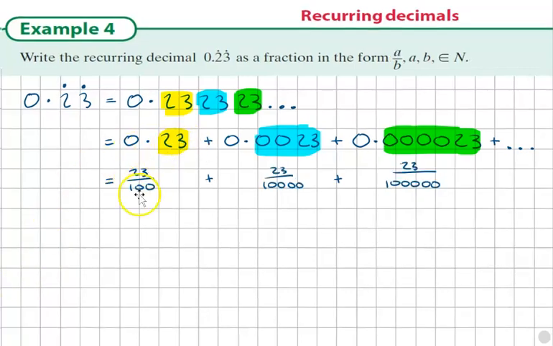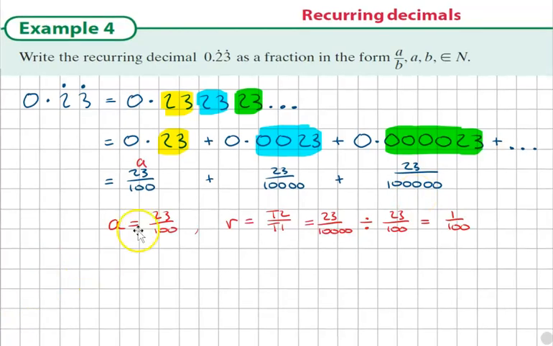Now 0.23 is the same thing as 23 over 100. 0.0023 is the same thing as 23 over 10,000. And 0.000023 is the same thing as 23 over 1,000,000, and so on. So a is 23 over 100, so that's our first term. And the ratio is term 2 divided by term 1, which is going to be 23 over 10,000 divided by 23 over 100, which gives us 1 over 100. So what's happening each time is we're multiplying by 1 over 100.